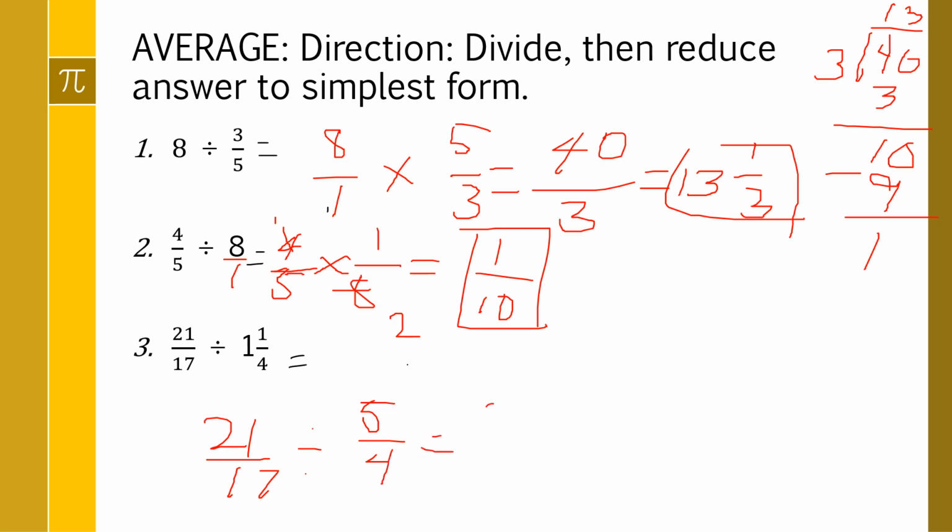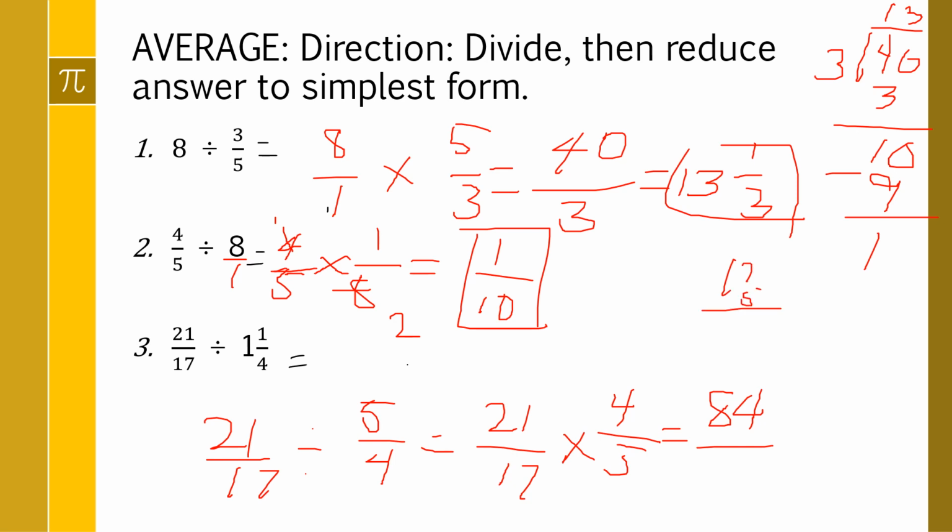Next, copy the first. So 21 over 17 times 4 over 5. Okay, so we got 21 times 4 is 84. Right, 84. And then we have 17 times 5. We got 5 times 7 is 35. We have 3. Okay, so we got 85. Alright, so we have 84 over 85.